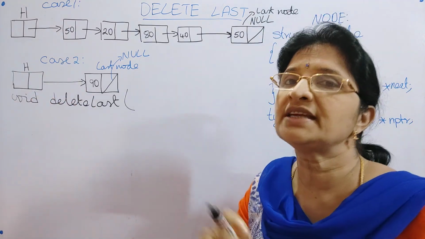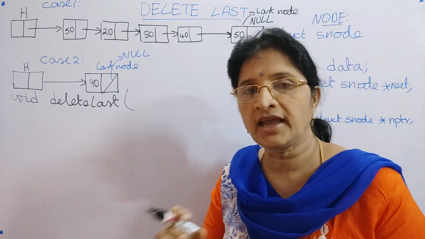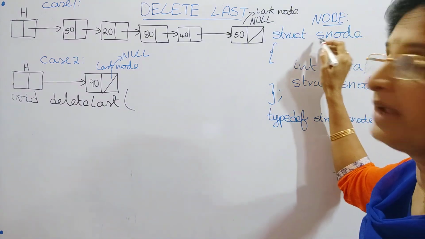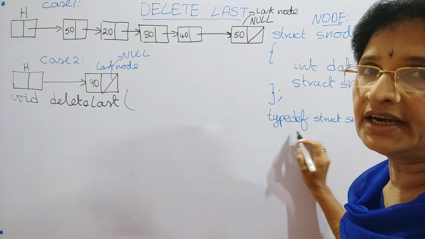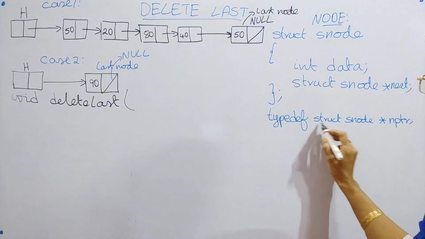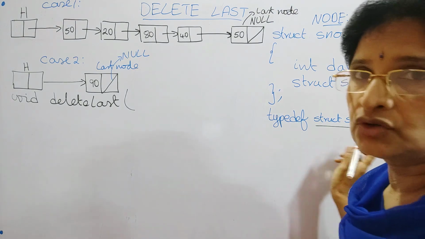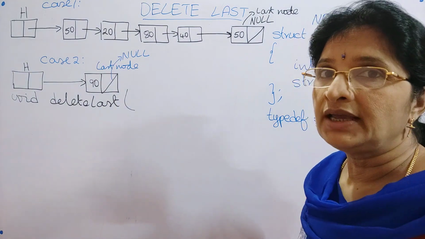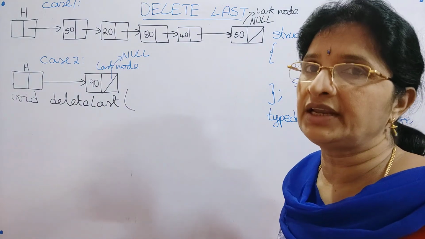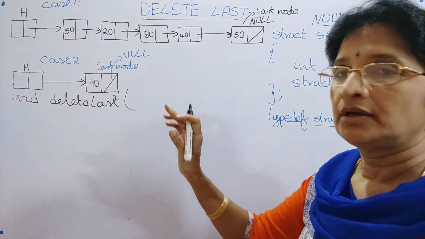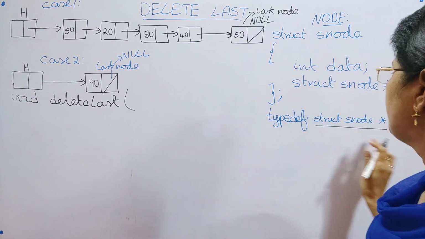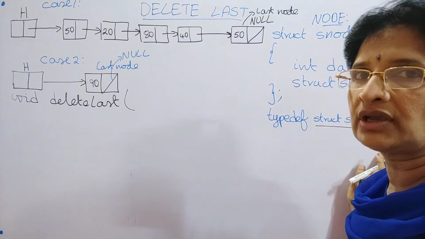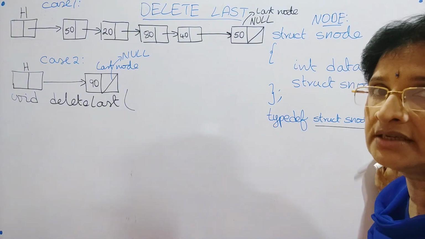Then what is the data type of your H? H is also again a node of this type. So what is the data type of H? It is nothing but this struct node. This user defined data type itself is the data type of your H. And also the linked lists are dynamic linear data structures, so we will be working with pointers. So it is a pointer to your struct node asterisk. For struct node asterisk, we have given a new name, that is nptr.